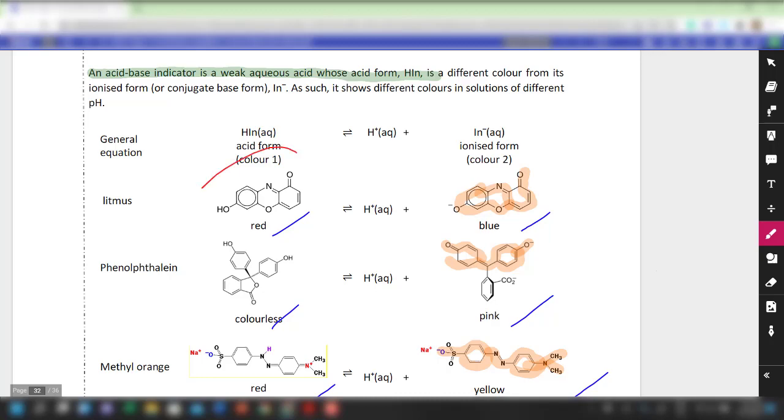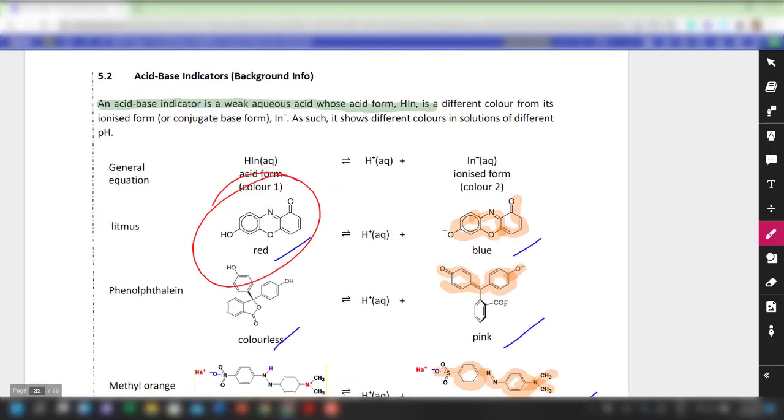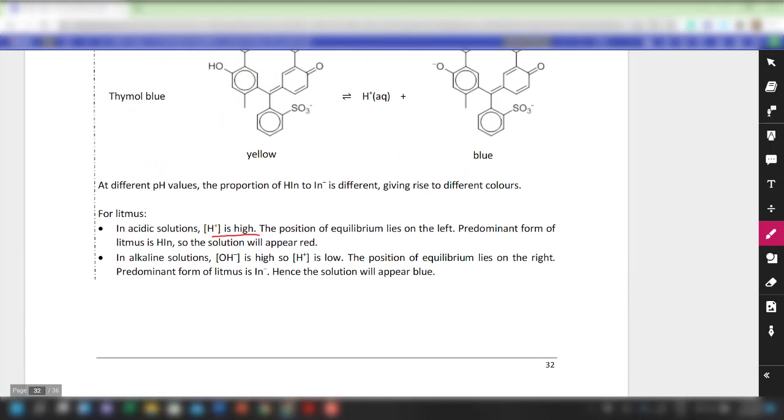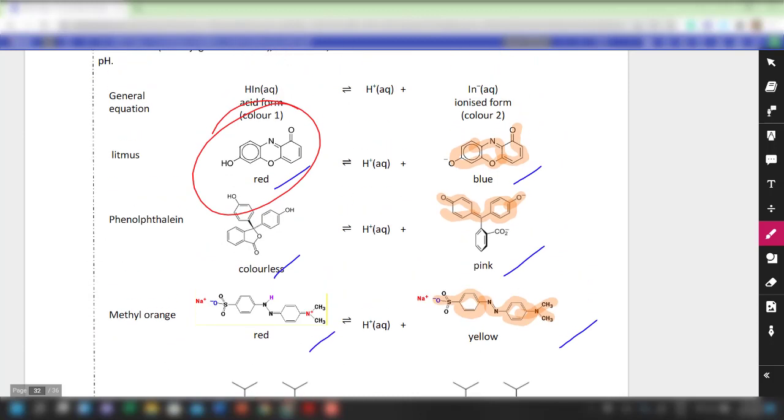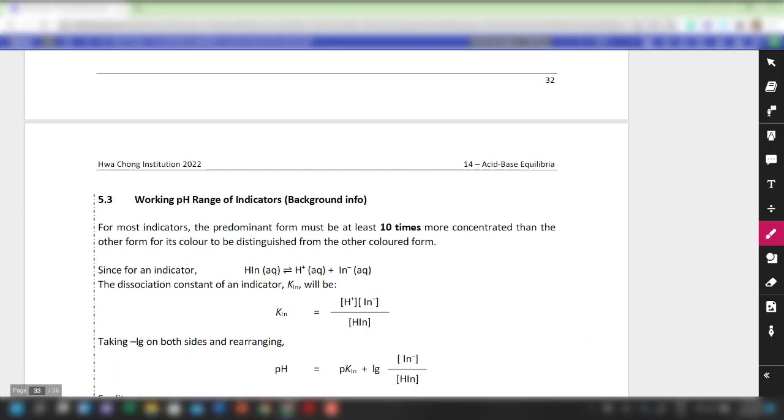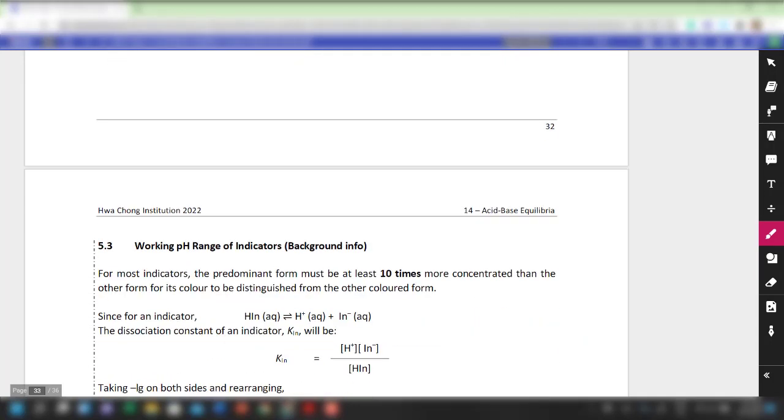So this is the red form. Then when the concentration of H+ is low, I will get the blue form, where OH- is present and H+ will be reacted away. So I'm going to get this blue form. Okay, then I think that's about it.